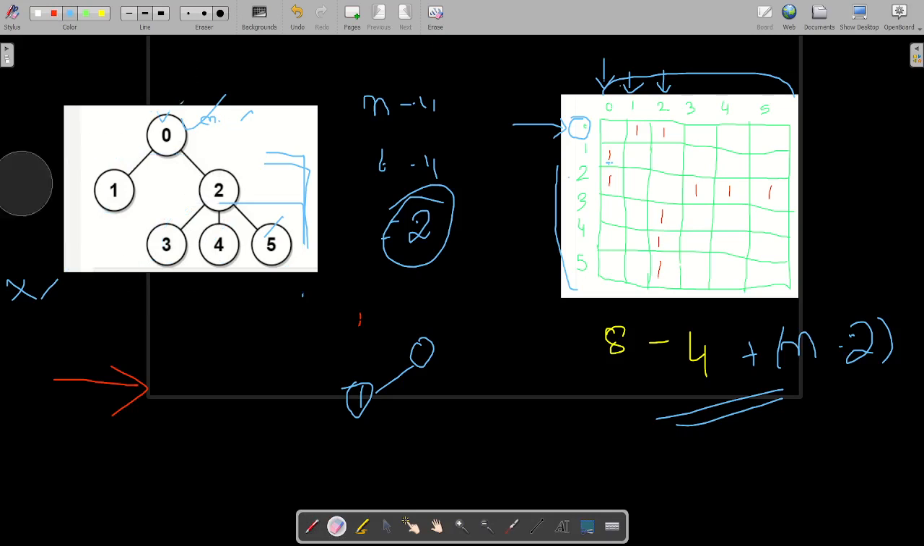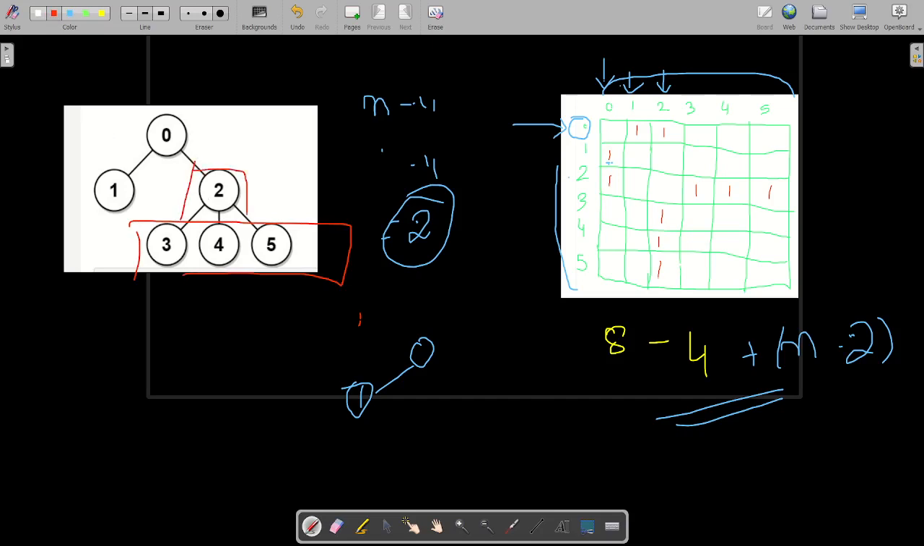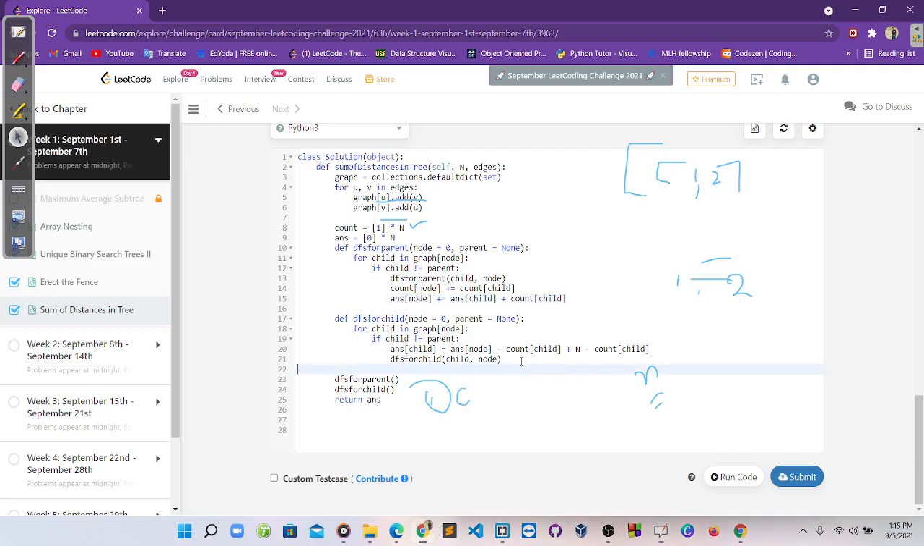So for the parent, how can we calculate? We calculate for this level, for this level, for this level, and then all these things add up and we get the answer for our parent. That is the stuff. After that, this function ends, and we come to the child. So we have to compute for the child using the parent. How can we do it?